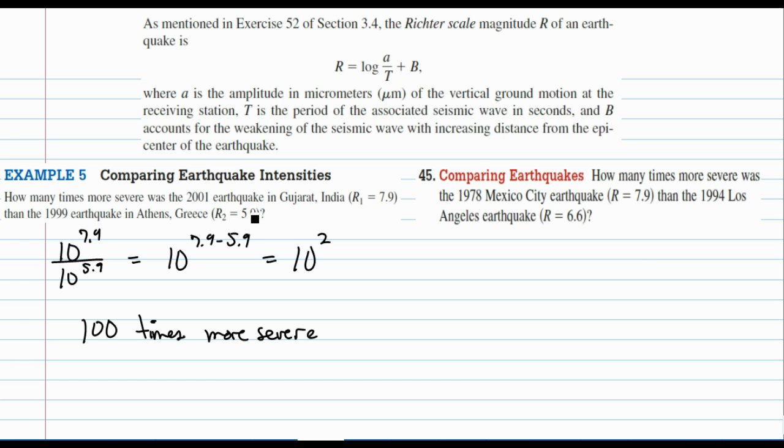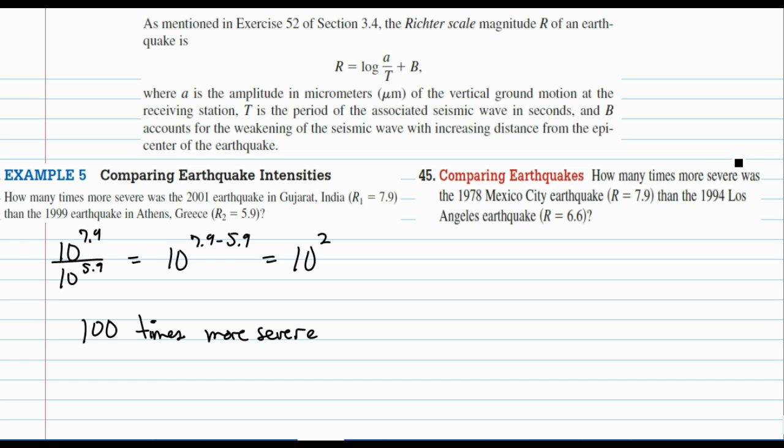But a 5.9 might be a little bit more intense. 7.9, I mean, that's 100 times more severe than a 5.9, which might be even 1,000 times more severe than a 4-pointer. So in 7.9, that's a pretty intense earthquake.